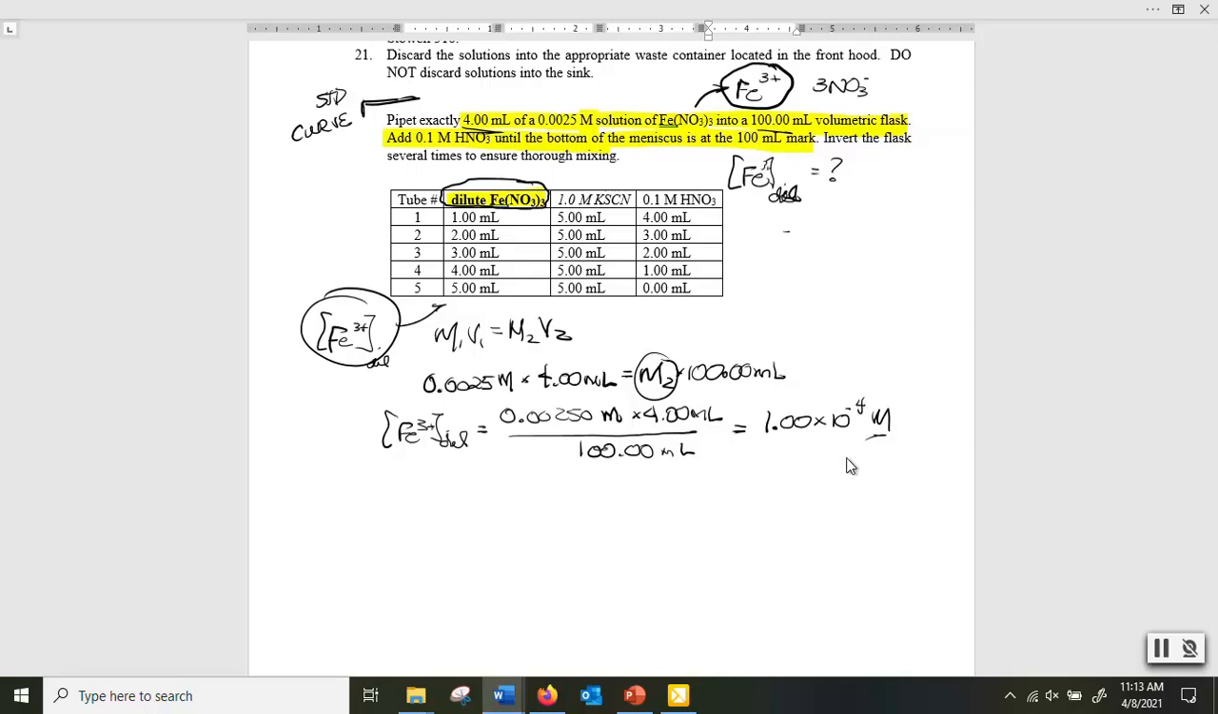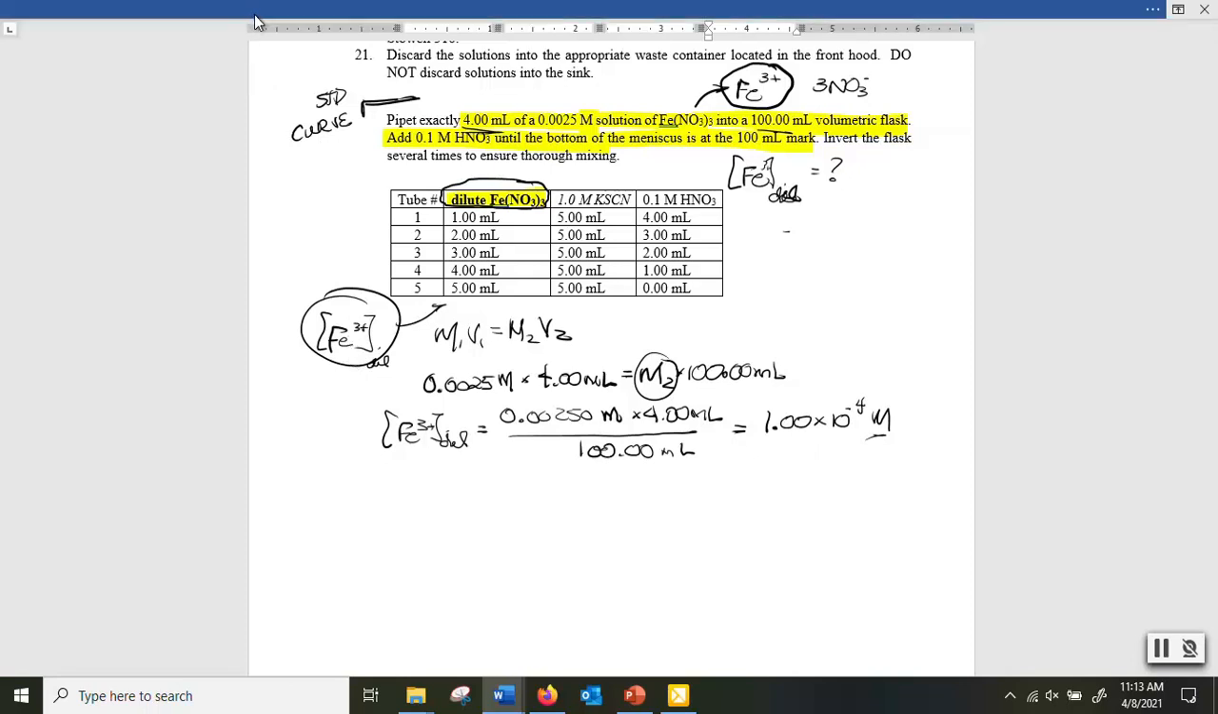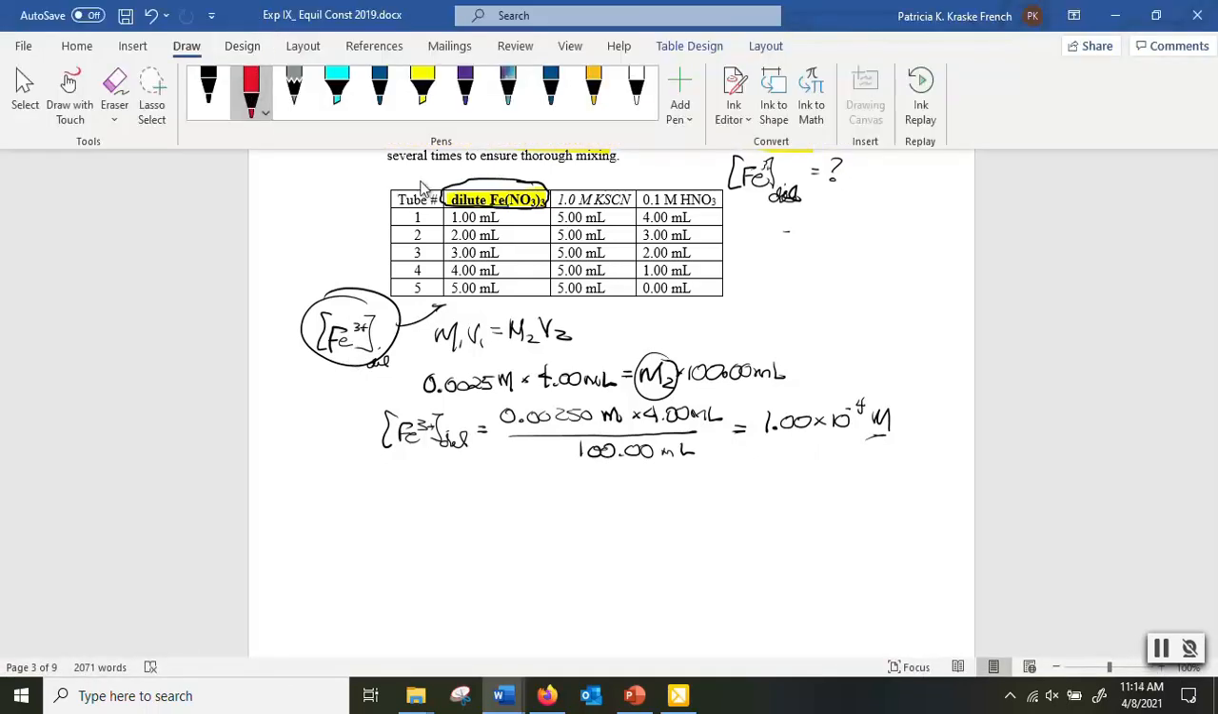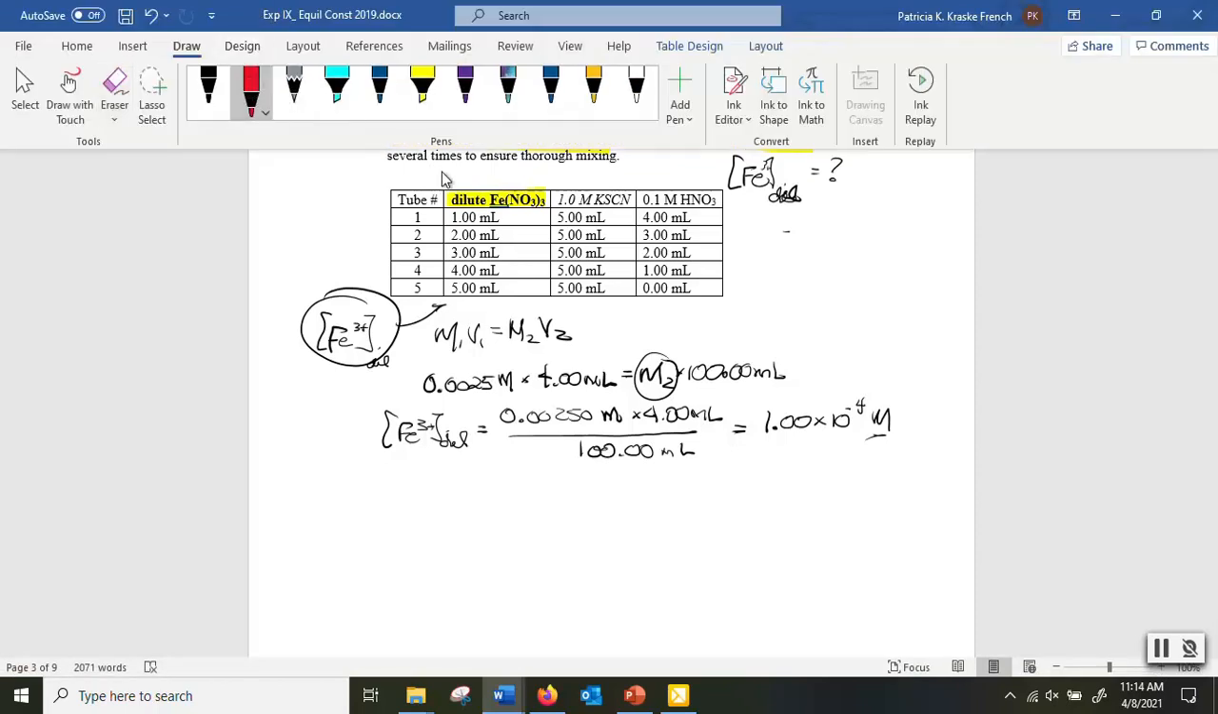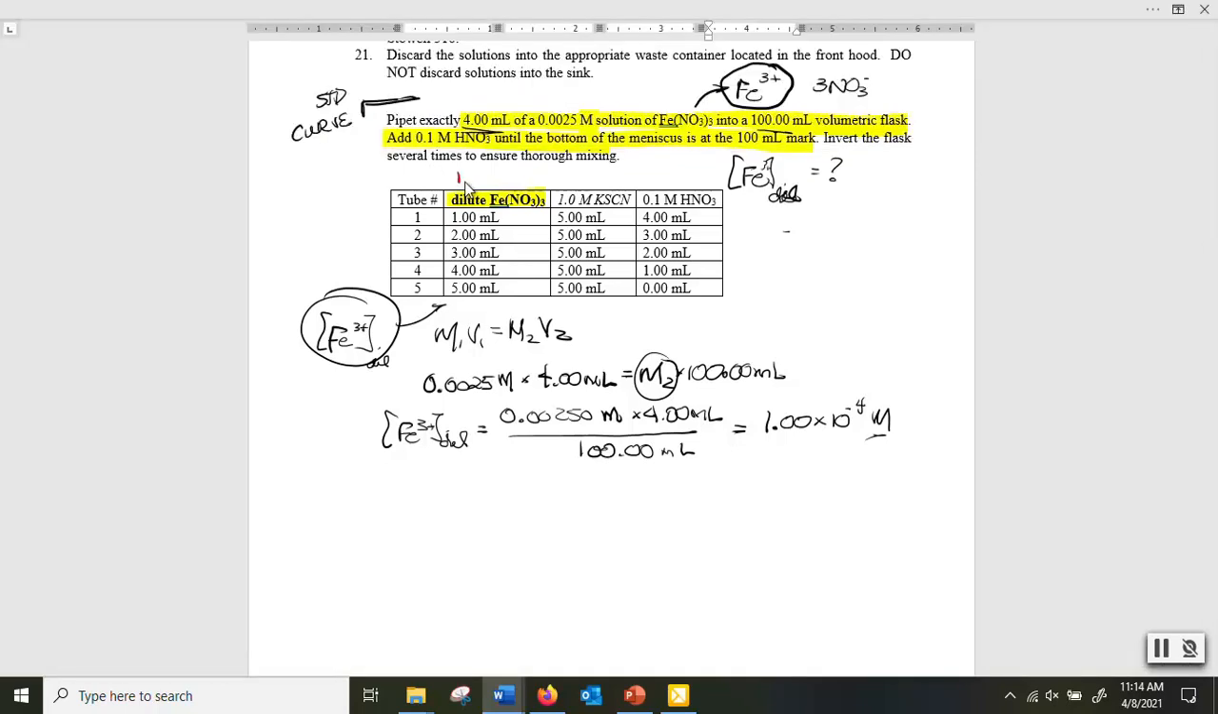That's pretty small, right? Okay, so now we know our concentration of iron 3+. So now we can actually write it in. Okay, and I'm going to write it in right here. So 1.00 times 10 to the minus 4th. Okay, so now we have our reaction mixture going on.